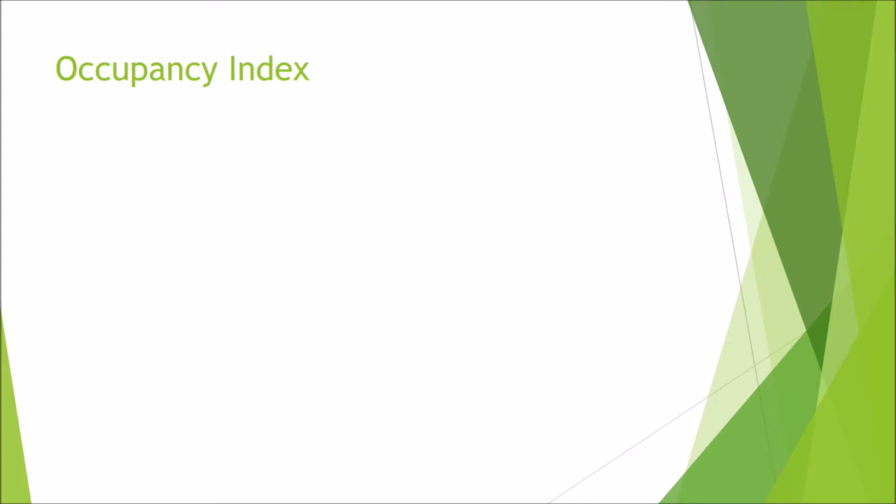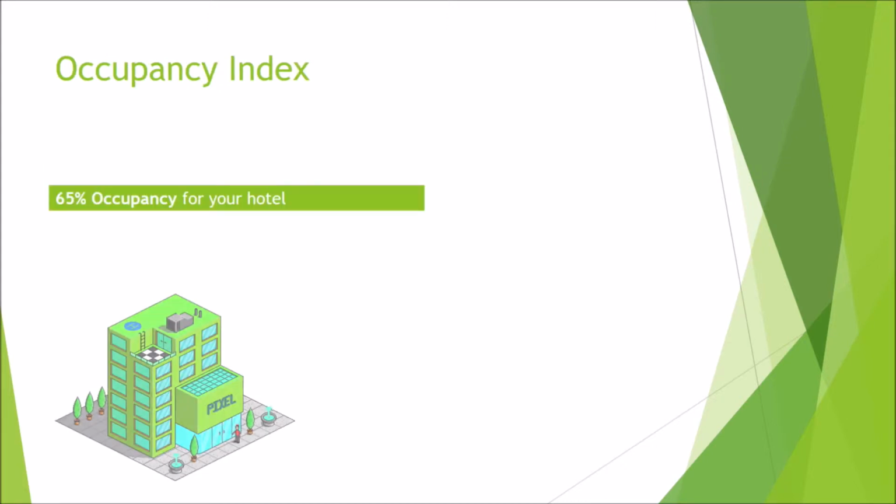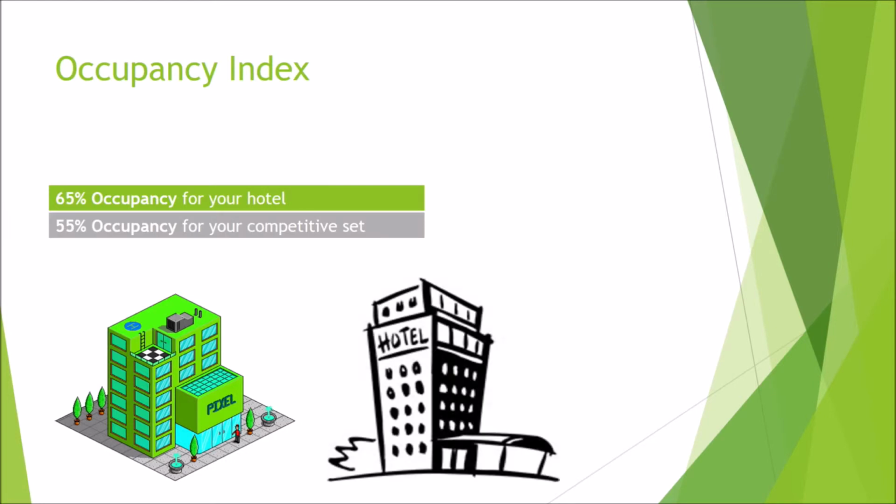Here we're going to look at your occupancy index. Here is your hotel. You have 65% occupancy. Here's your competitive hotel. They have 55%. If you divide the two, you get 118%, meaning you're above your competitor's set.